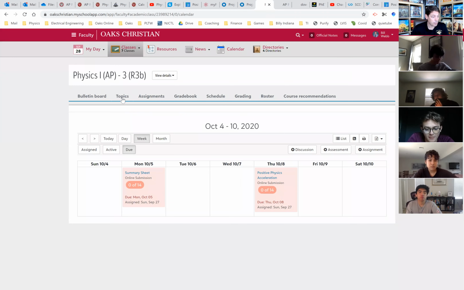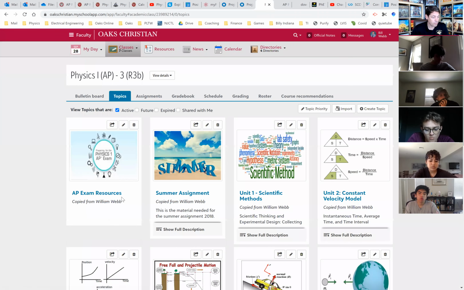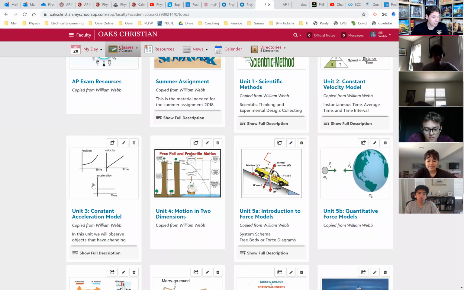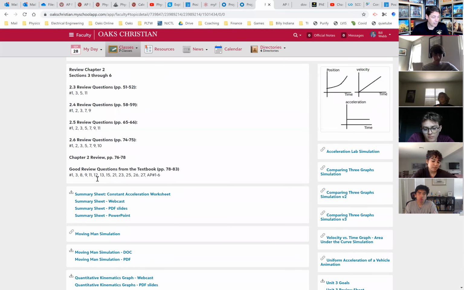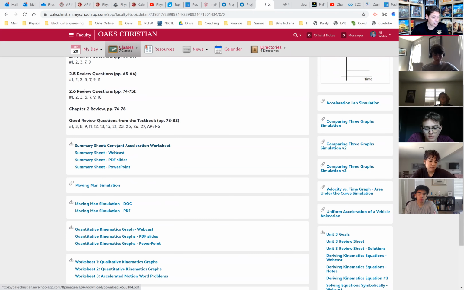You'll find it in topics. So go to topics. We're now in unit 3, so you need to come down here to unit 3, constant acceleration model. And you can see it right here, summary sheet, constant acceleration worksheet. And then there's a webcast. It's actually a video, about a 15-minute video.